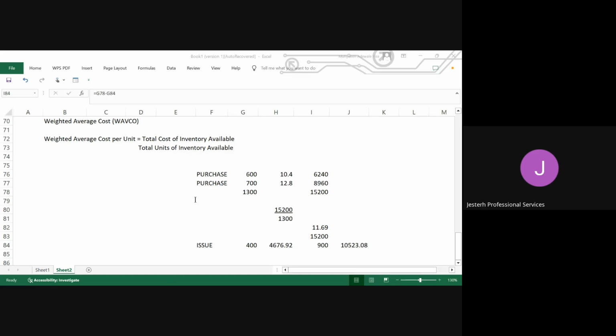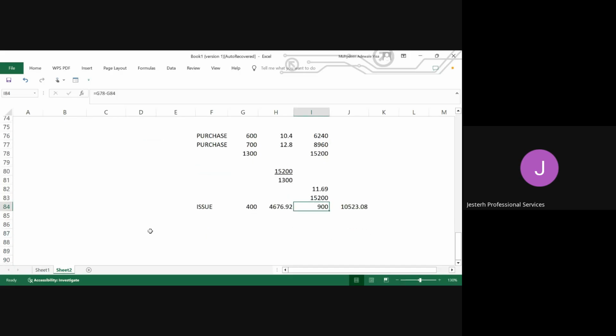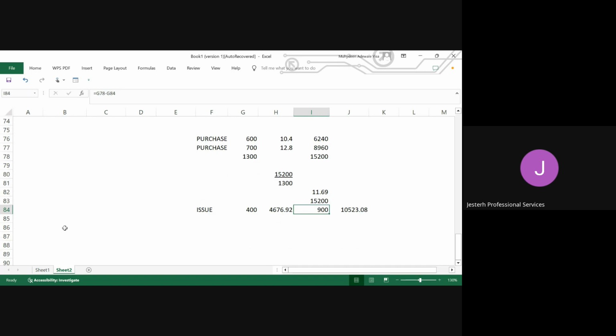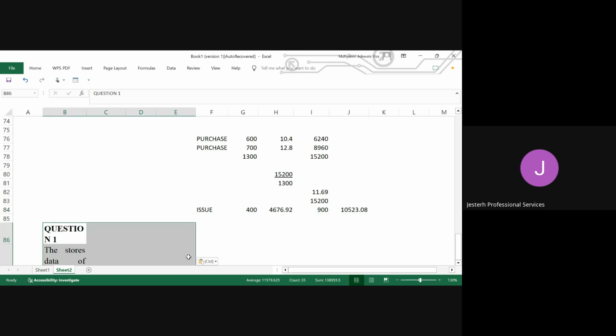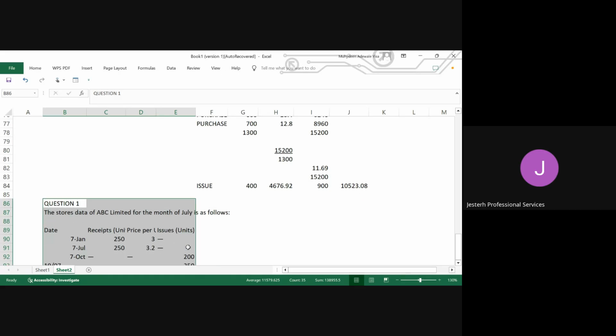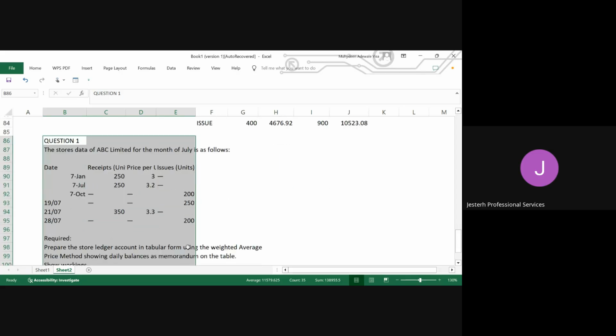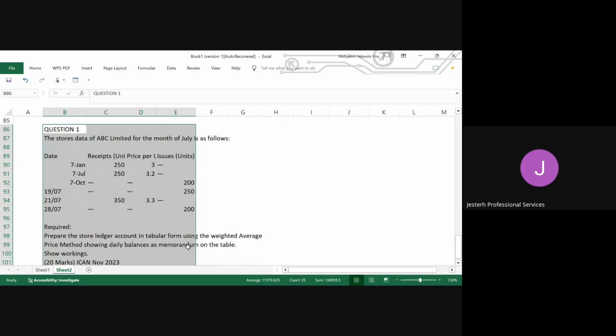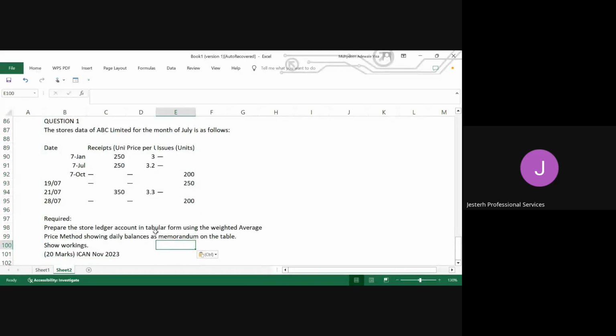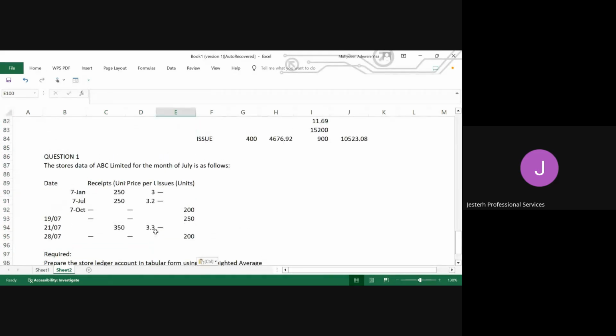It's also from an ICAN past question, because I want to make sure that in the examples we are doing, we are making use of the structures of ICAN so that we can be familiar with how their questions usually come up. This is what we'll be solving next using weighted average. So we'll be ending our class here.